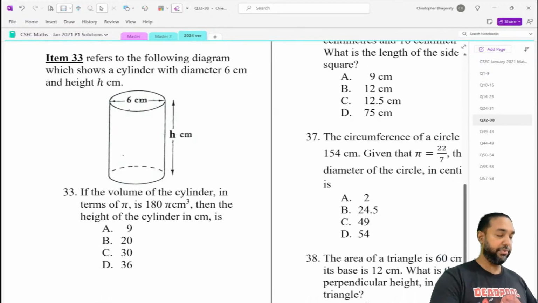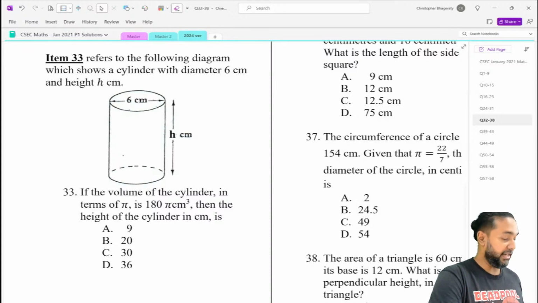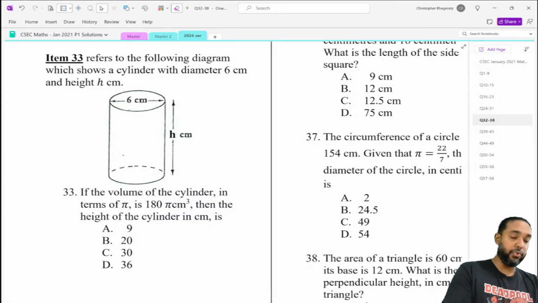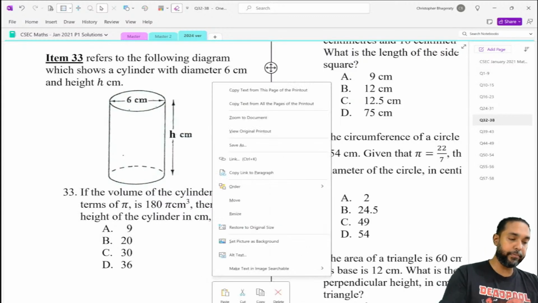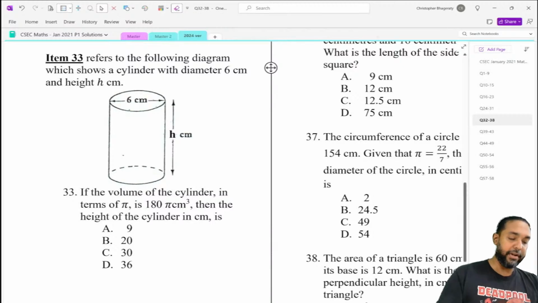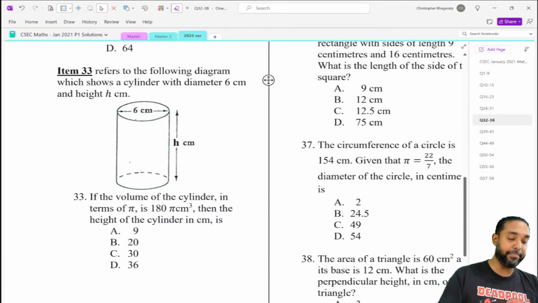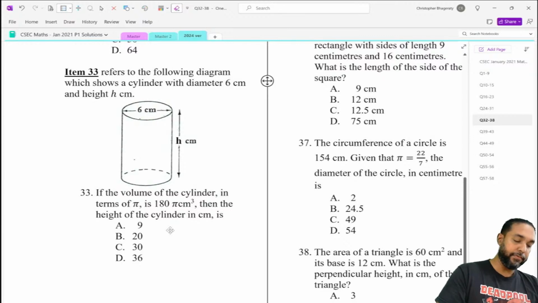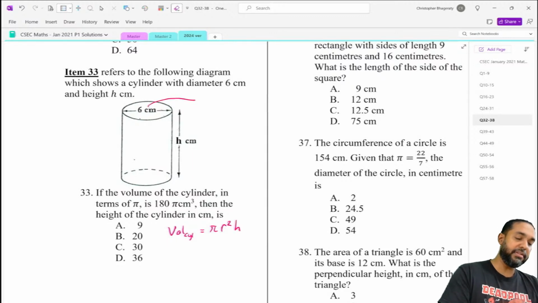Right, so item 33 refers to the following diagram, which shows a cylinder with diameter 6 and height 8. So diameter is the total distance across. Now they want the volume of the cylinder in terms of pi. Volume of a cylinder is pi r squared h. Now this is diameter. The diameter is equal to 2 times the radius. So to find the radius, we'll find half of the diameter. And 6 over 2 is equal to 3.